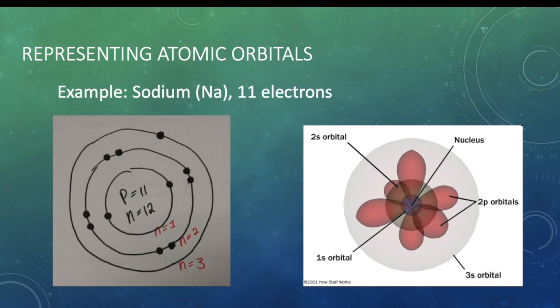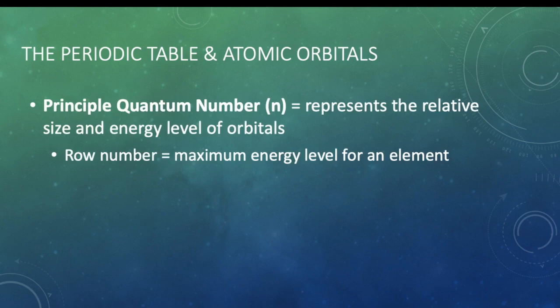But before we get into exactly how to draw orbital diagrams, we need to talk about some information that your periodic table tells you about orbitals. First off, your periodic table can tell you about the principal quantum number, which we represent with a lowercase n. The principal quantum number represents the relative size and energy level of orbitals, and it's the exact same as the row number for an element on the periodic table. The row number of an element on the periodic table will represent its highest energy level.